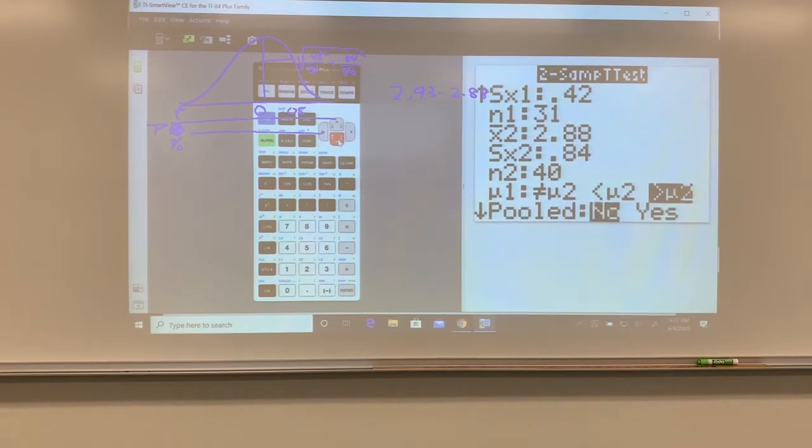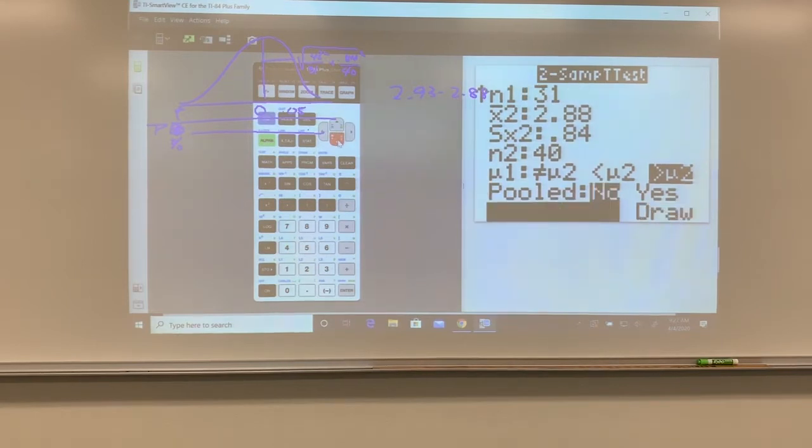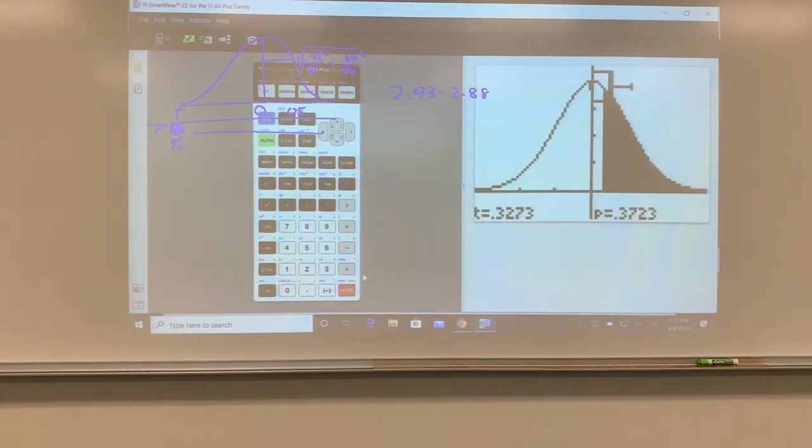It's going to ask you about pooled. You pool when the standard deviations are the same. They are not, so I'm not going to pool. And I'm going to go ahead and draw it. I really like drawing it, okay? And there we go, okay? Notice it gives me a t-score and a p-value. 0.3273 is the t-score, and the p-value is 37.23%.